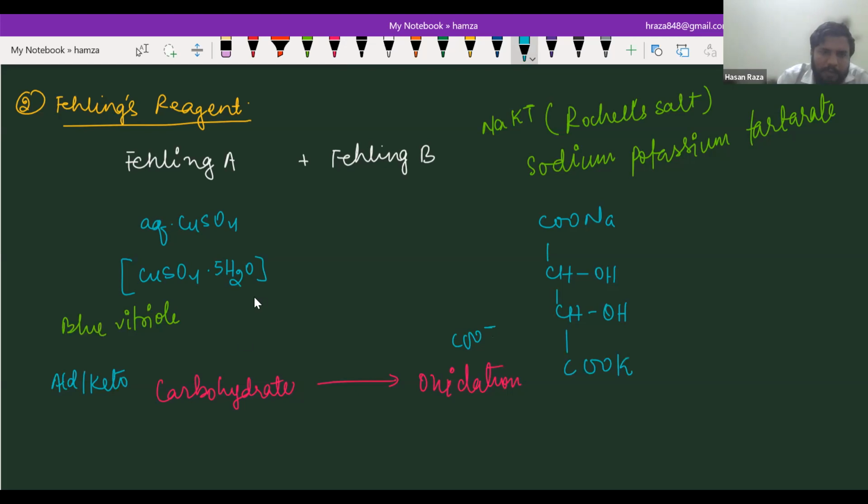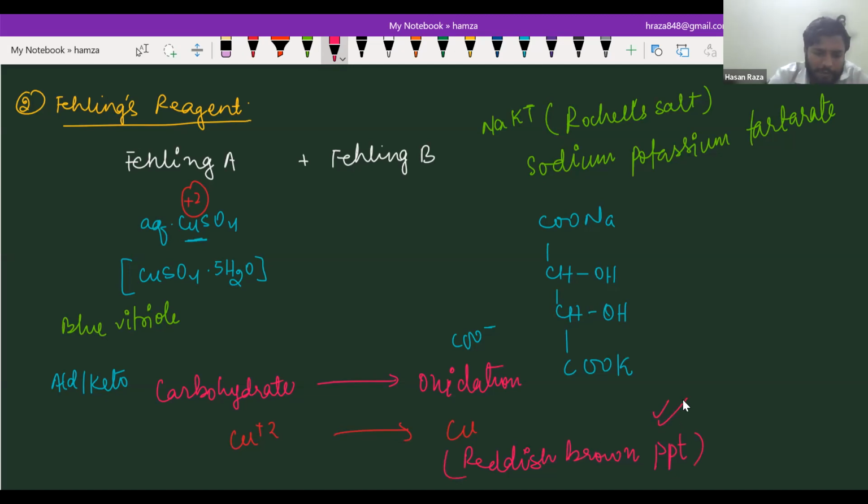Again, there will be Cu. This Cu has an oxidation state of +2. So this Cu +2 will be reduced and form Cu, and a brown precipitate, reddish brown, will show. That shows it is reduced. So please write it.